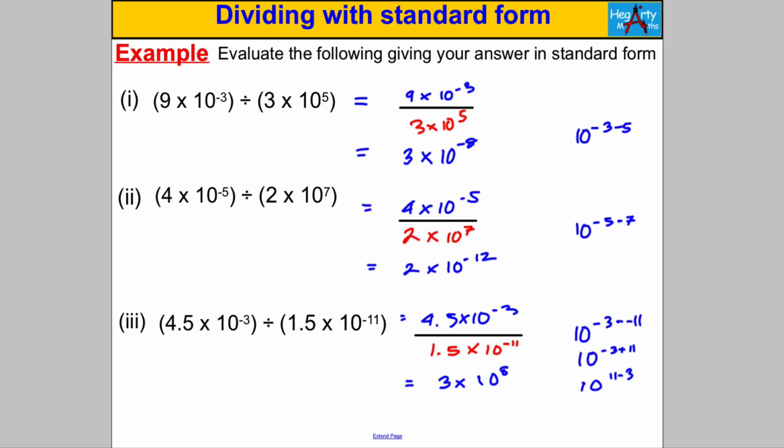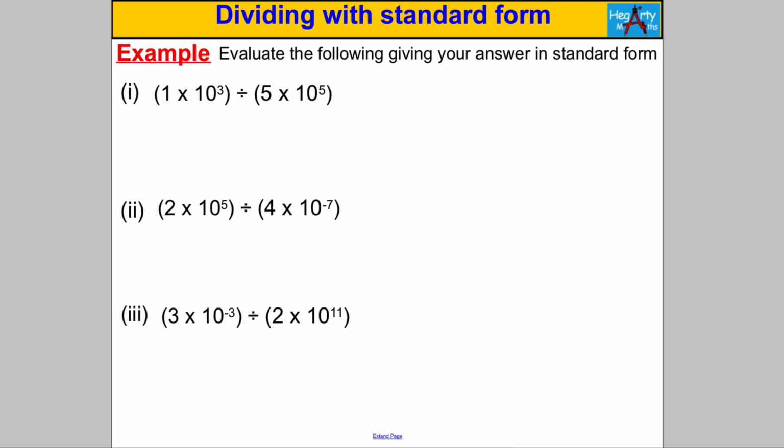Okay, last set of questions. This is going to be slightly more difficult because we're going to need an adjustment as well. So 1 multiplied by 10 to the 3 divided by this. Write it in our normal way. 1 multiplied by 10 to the 3 over 5 multiplied by 10 to the power of 5.